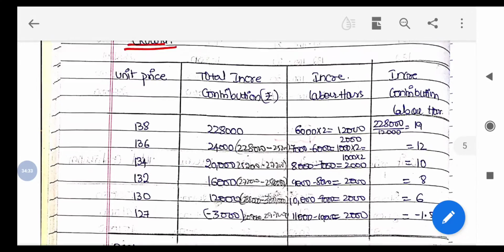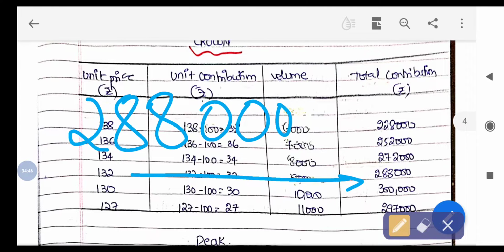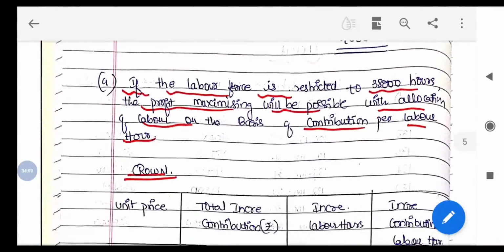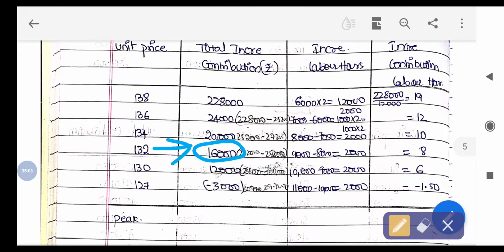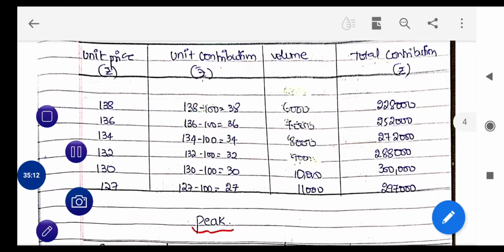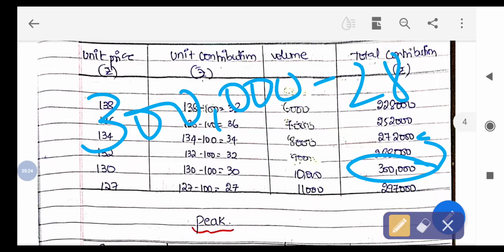Next is at rupees 132. The contribution at 132 is 2,88,000. 2,88,000 less the previous one, 2,72,000, the answer is 16,000, the increment. So 16,000 has increased for 132. Same for 130. At rupees 130 the total contribution is 3 lakh, so we are earning 3 lakh when selling at rupees 130. 3 lakh minus the previous one, 2,88,000, the answer is 12,000.